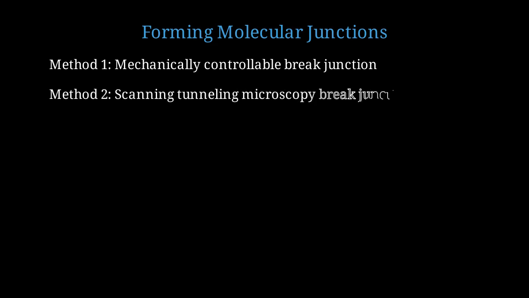Method 2 uses an STM tip. You form a contact between the tip and substrate through molecules, then slowly pull the tip away while measuring current. This creates a junction with one or a few molecules.